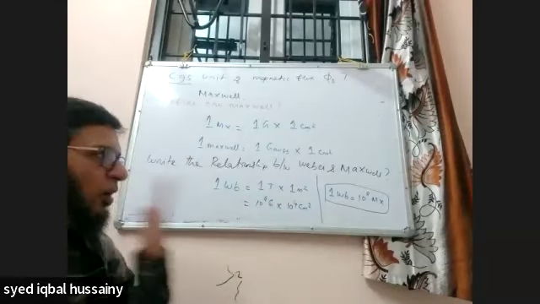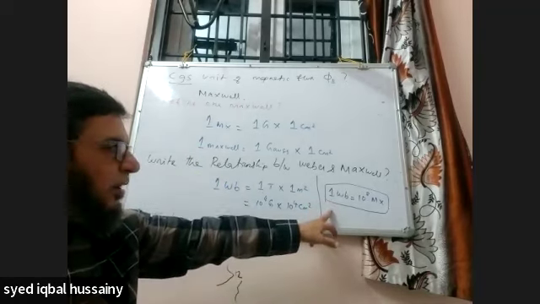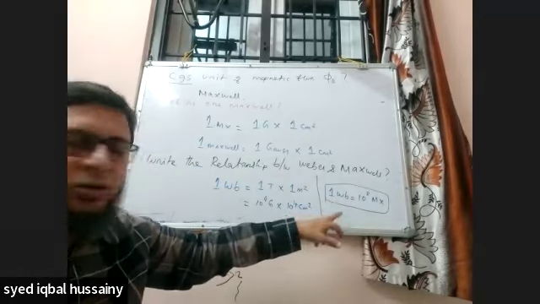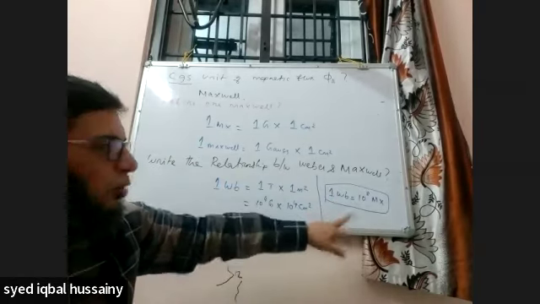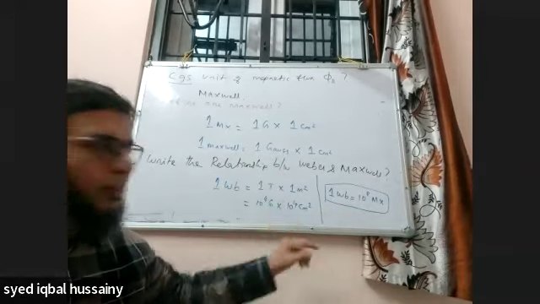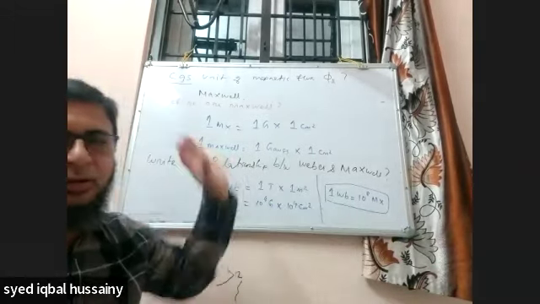Otherwise, if you find difficulty, at least you remember the end formula. Relationship between the Weber and Maxwell, if they ask you: 1 Weber equal to 10 to the power 8 Maxwell. These are the steps. If you forget this also no problem, but don't forget this end formula. हो गया.